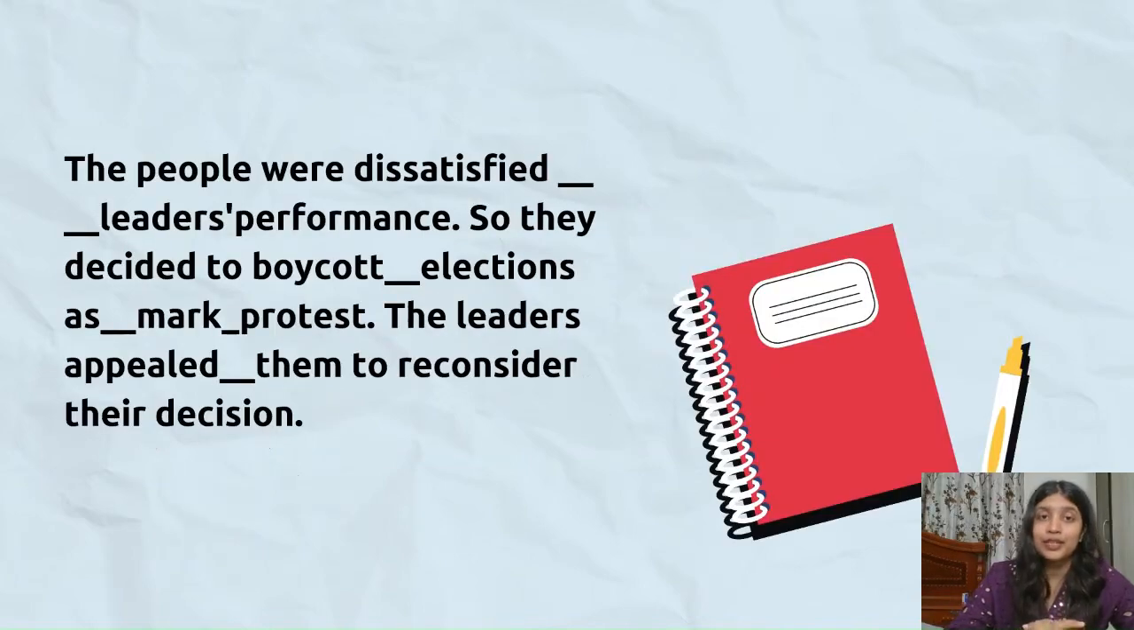The people were dissatisfied with the leader's performance. So with is used to show dissatisfaction towards something or someone. So they decided to boycott the elections as a mark of protest. So of shows relationship, of protest. So it's showing the relationship of protest. The leaders appealed to them to reconsider their decision. So to is used when it shows direction or target towards the appeal.